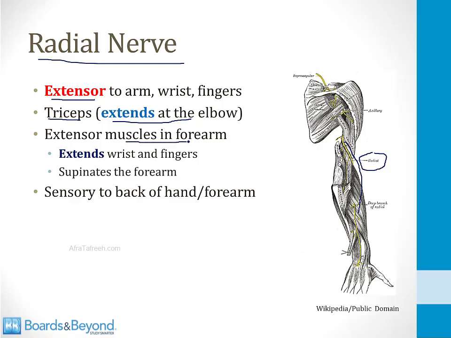On the back of your forearm, you find many muscles that extend the wrist and fingers, and these are all innervated by the radial nerve. In addition, those muscles supinate the forearm, and so this motion requires the radial nerve. And then in addition, it's sensory to the skin at the back of the hand and forearm, and that should make sense if you remember that this nerve also innervates the muscles on the back of the forearm.